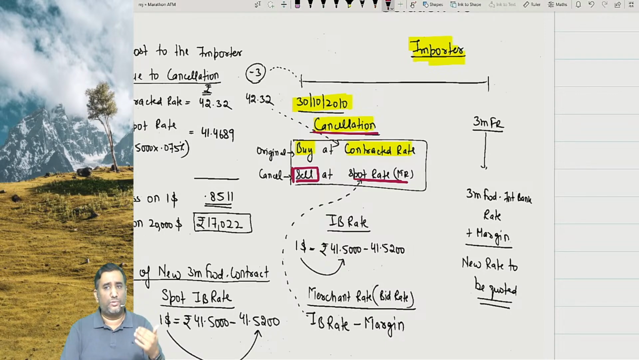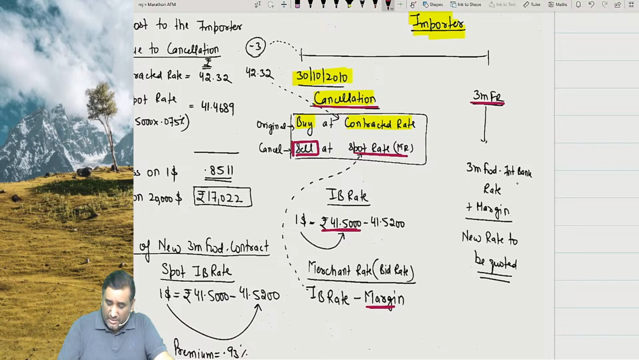Forget about the importer also. Once you know sell, that means you are selling, so bid rate would be applied. And since I would be buying, you would be selling, margin would be subtracted. Then the 3 months forward rate: importer is asking for a 3 months forward rate, a new rate. It will be the interbank rate. Since importer is asking, it's add margin.